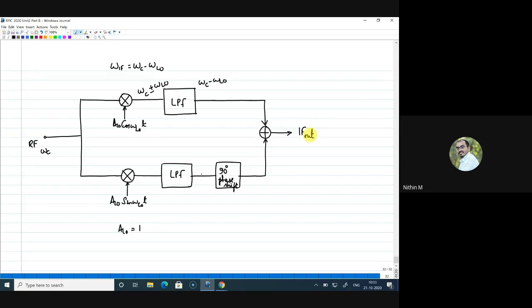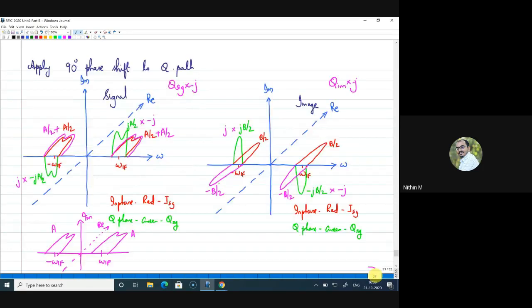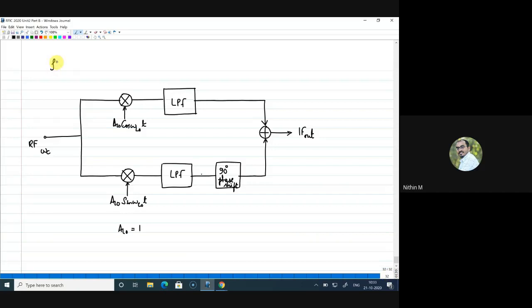Right. I hope this architecture or this block diagram makes sense with what we have done in prior. So to get the final IF, we know that images will be cancelled out and signal will add. This will be your final IF output. Right. So this architecture is called the Hartley image reject receiver. Hartley architecture for image rejection.